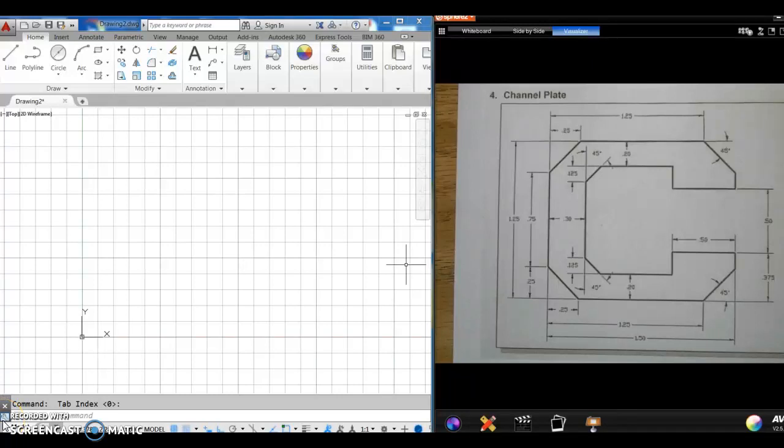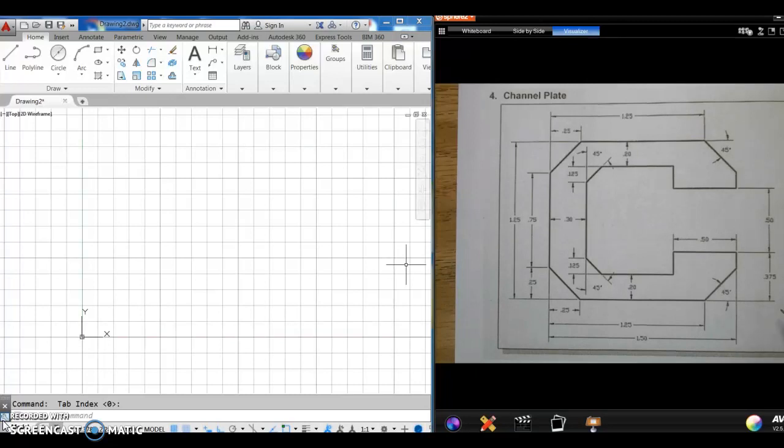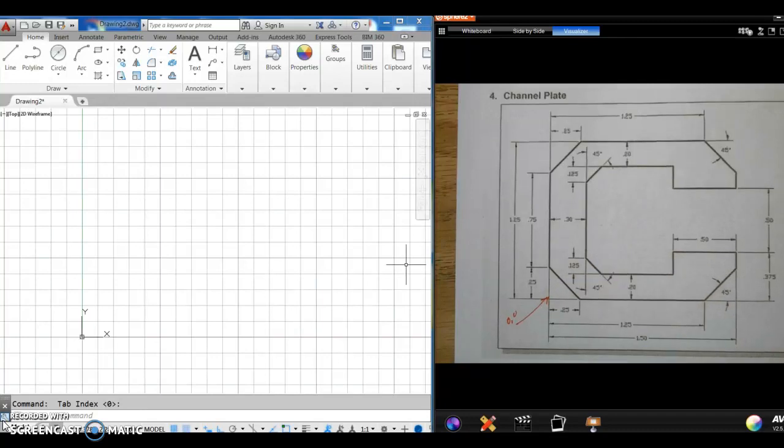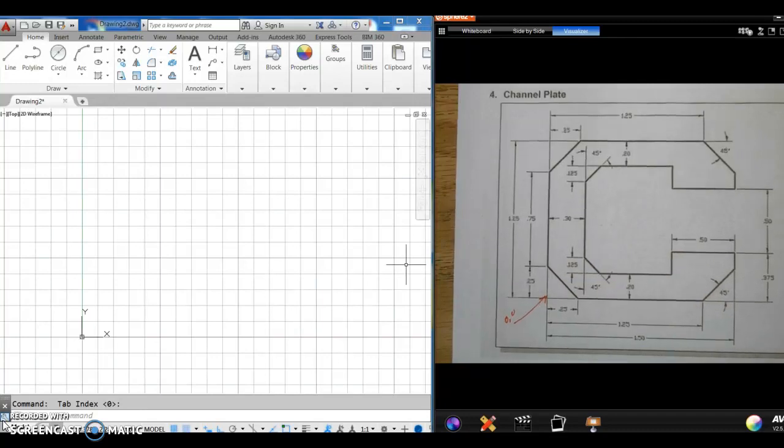Alright, let's go ahead and get started on the channel plate now. The channel plate has some more angles, basically the same application as you've been doing on the other drawings. The drawing can still be set up with the same intersection in this lower left hand corner as 0,0. So for this one, something that does change is the way that the dimensions are given to you.